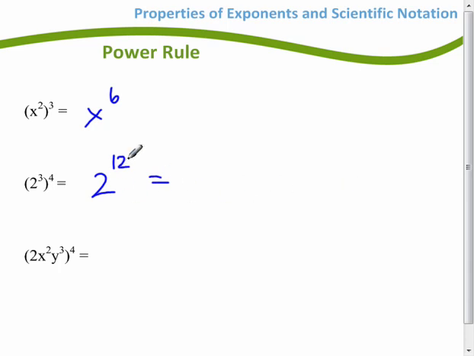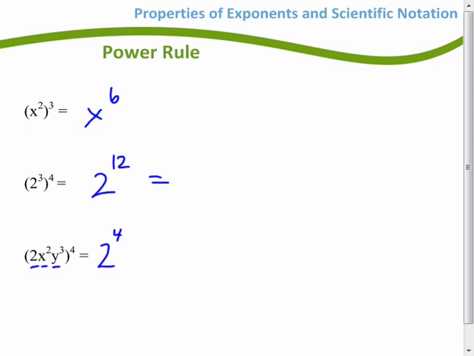I'll just leave it as 2 to the 12th. The next one, inside brackets, and then I have one outside. So every factor inside here must be raised to the 4th. Notice that 2 is a factor, x squared is a factor, as is y cubed. So they all get raised to the 4th.